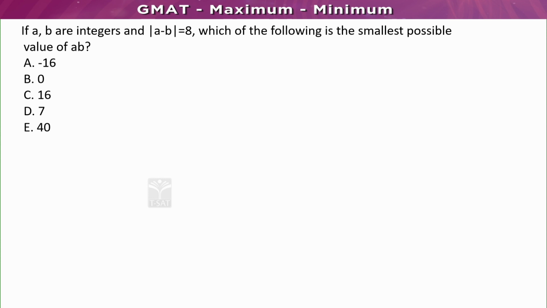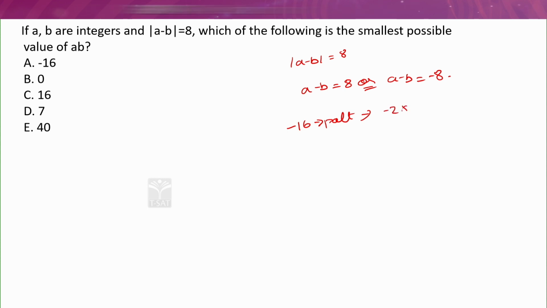If a, b are integers and mod of a minus b is equal to 8, which of the following is the smallest possible value of a times b? Okay, let's start with the smallest value in the options. It is minus 16. Is it possible that mod of a minus b is equal to 8 and a into b will be minus 16? Yes, it is possible. A minus b can be 8 or a minus b can be minus 8. If you want minus 16 as the product, what are the possibilities? You can say minus 2 into 8.